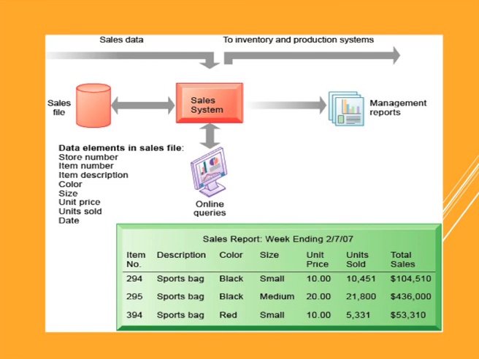Right now you can see this architecture, so we have a sales file and a sales system. The sales system takes data from the sales data as well as the sales file. The sales file consists of various information, for example store number, item description, color, size, unit price, units sold as well as the date. Each store has a number given, called the store number.